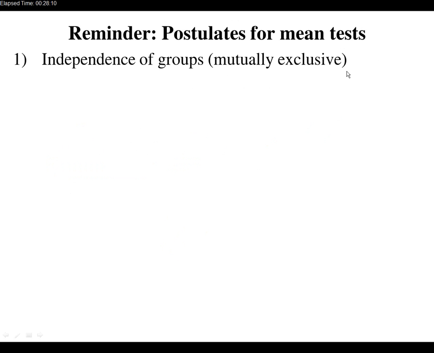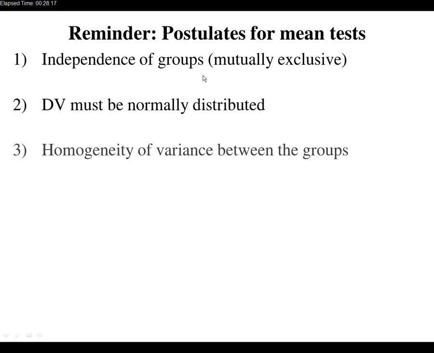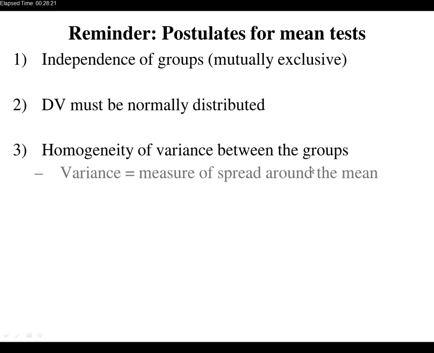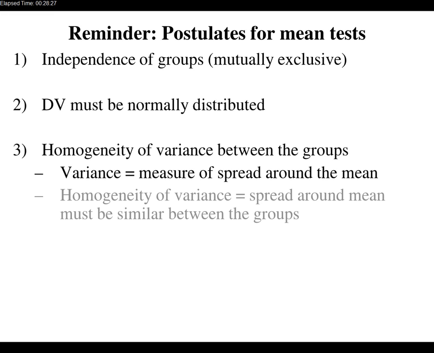Okay, these are the postulates for mean tests. They have to have independence of groups, they have to have normal distributions, and they have to have homogeneity of variance between the groups. Variance is the measure of spread around the mean. Homogeneity of variance means the spread around the mean must be similar between the groups.